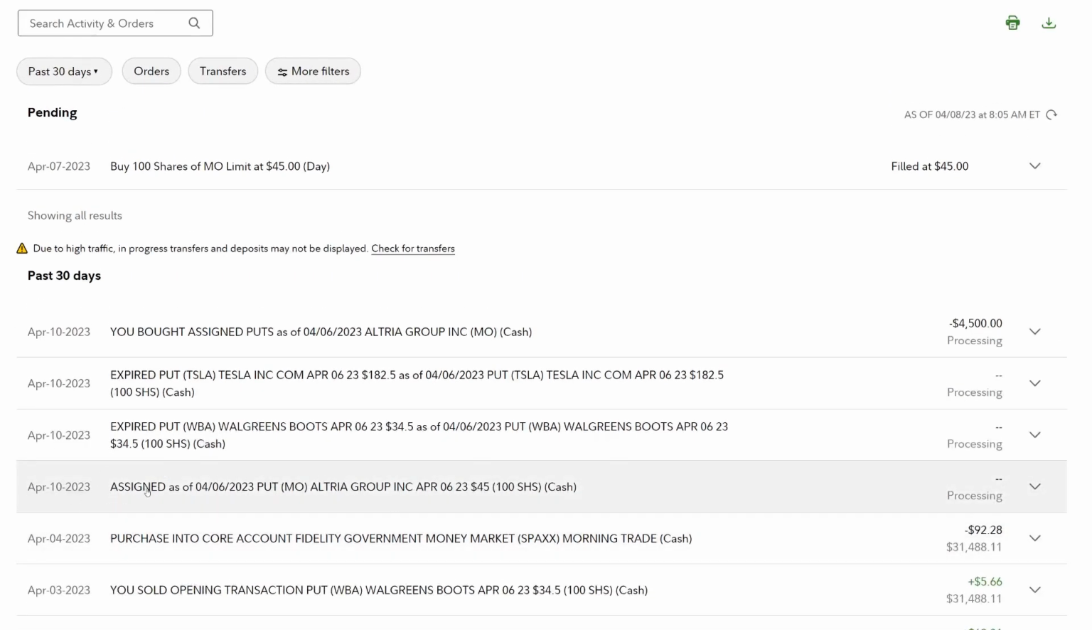On the 10th, we did get assigned 100 shares, or I guess we will see it on the 10th, but this week we got assigned 100 shares of Altria, and it's still processing. We had the WBA cash secured puts expire, and we also had the Tesla cash secured put expire.